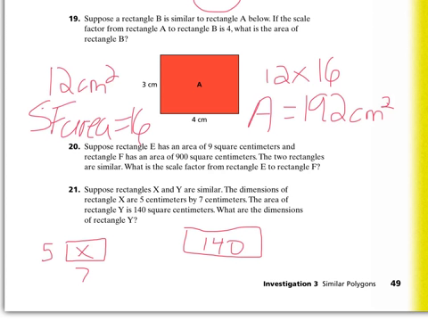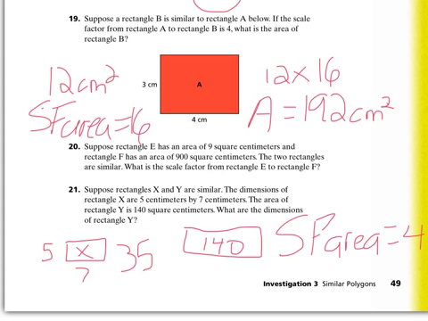The area of rectangle X is going to be 5 times 7, so that's going to give us 35 centimeters squared. Alright, so this is 35 centimeters squared. Okay, so then we find the area scale factor. So 140 divided by 35, so the area of rectangle Y divided by the area of rectangle X is going to give us 4. So the scale factor for area is 4.